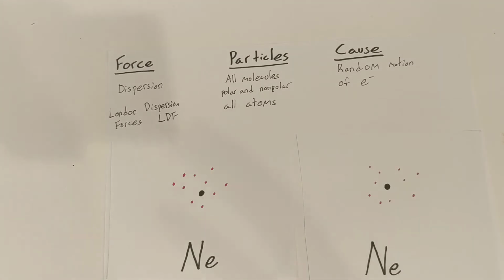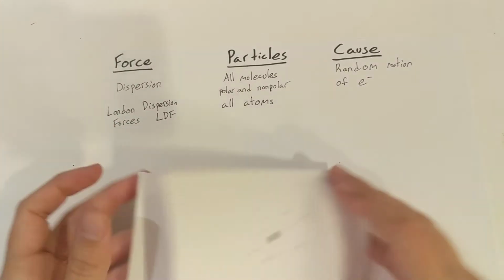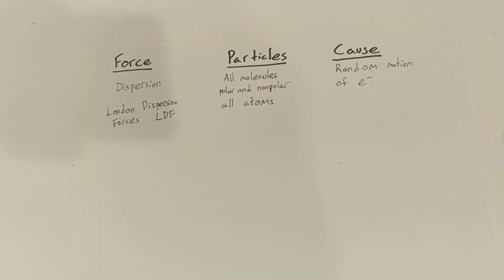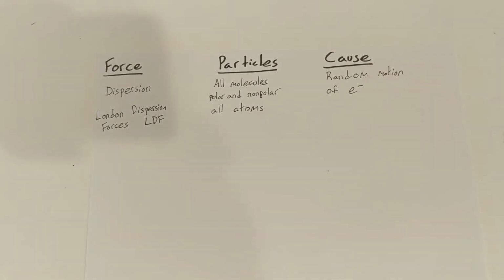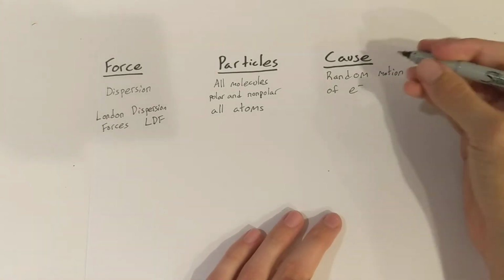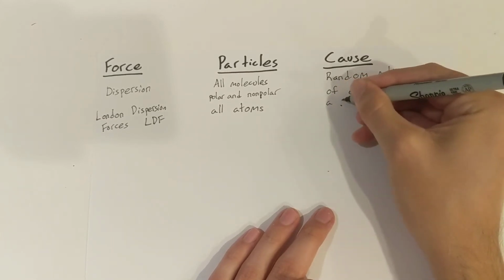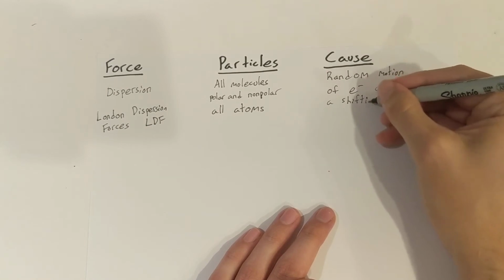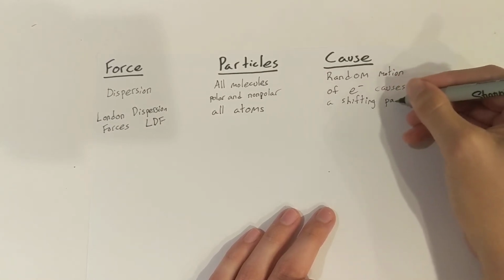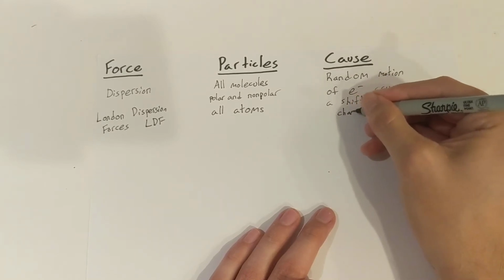So there's always a shifting partial charge. So that's what I'm going to write here. Well, I guess that's what this is, a random motion of electrons, and it causes a shifting, because it doesn't always stay in one spot, shifting partial charge.